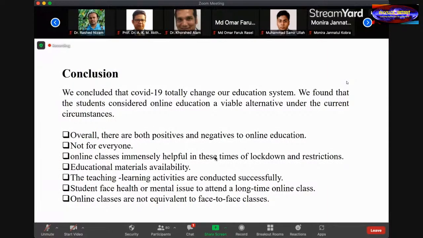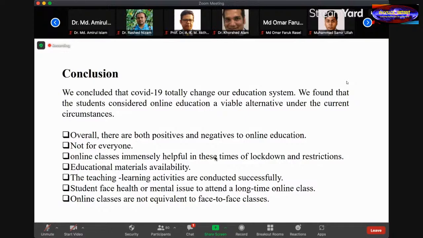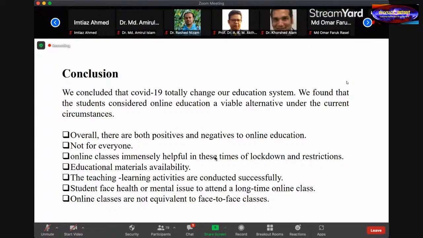We conclude that COVID-19 totally changed our education system. We found that students consider online education a viable alternative under the current circumstances. Overall, we say there are both positive and negative sides to online education, and online education is not for everyone. For those who do not have enough money to buy available materials, online class is not suitable. But in this scenario, with the pandemic, online is immensely helpful in this time, because of lockdown and restrictions.